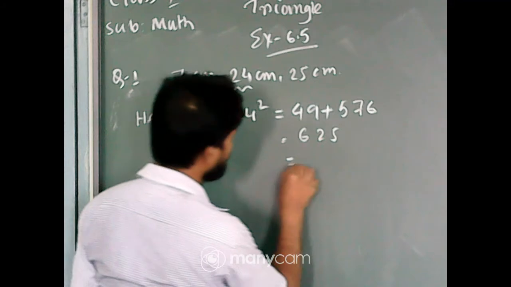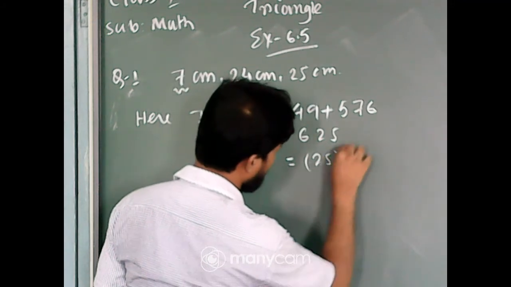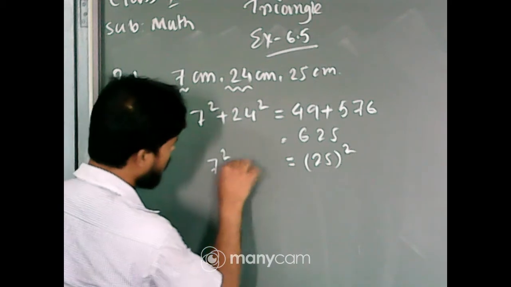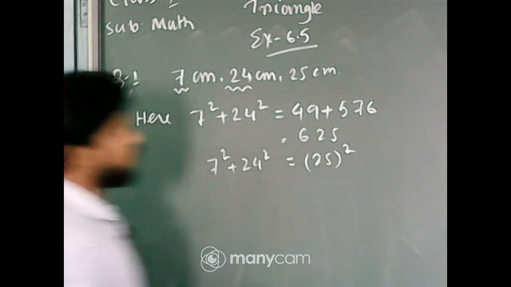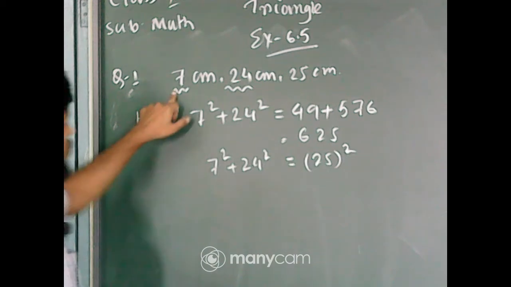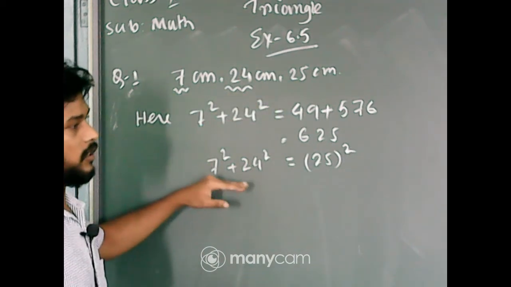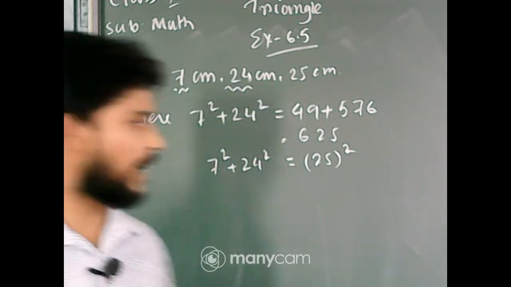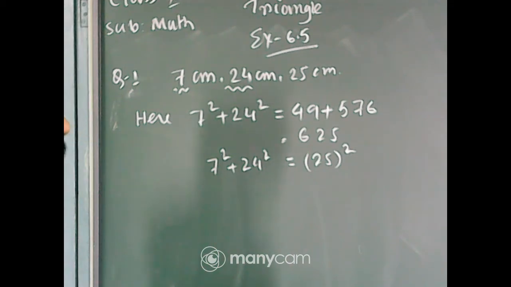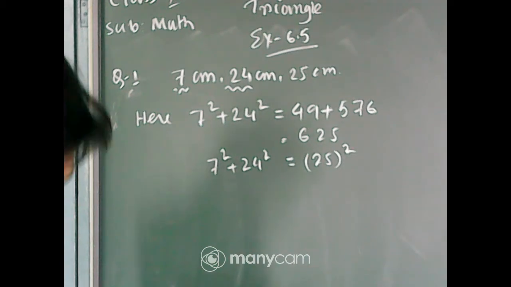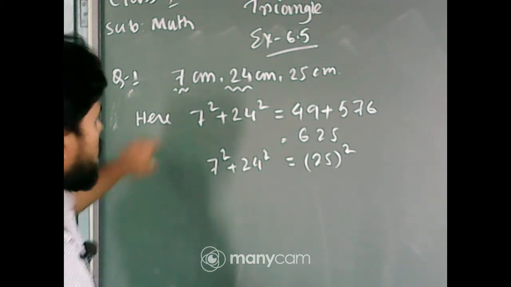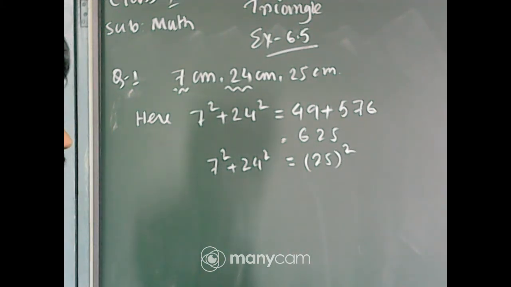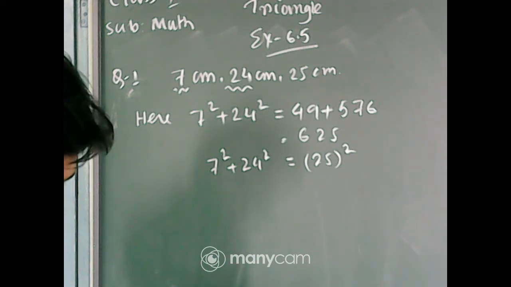We know that 625 is the square of 25. That means 7 square plus 24 square is equal to 25 square. That means this set of values satisfies the Pythagoras theorem. So these are the sides of a right angle triangle. The question is to determine which of them is a right angle triangle, so this must be a right angle triangle.